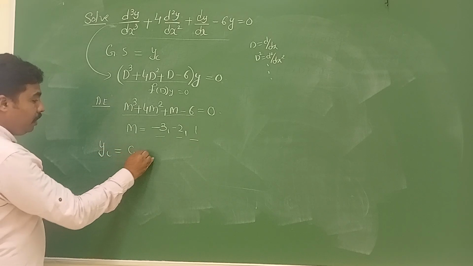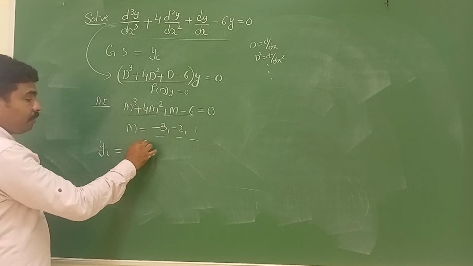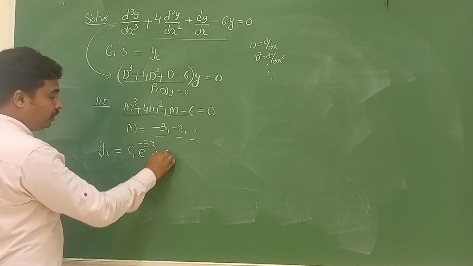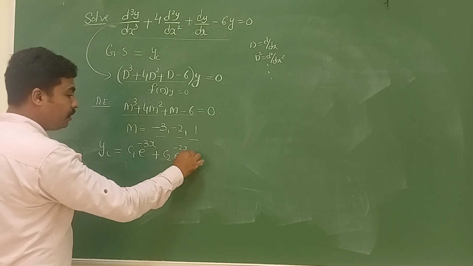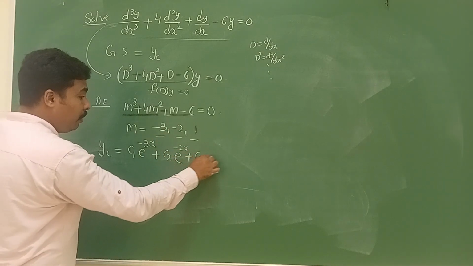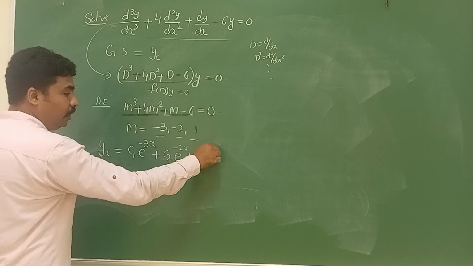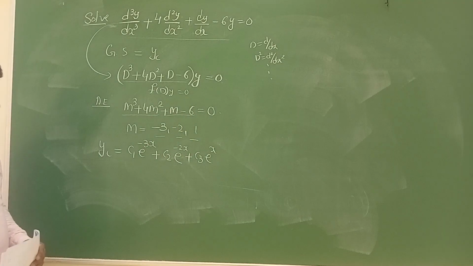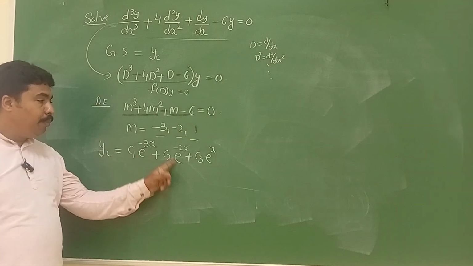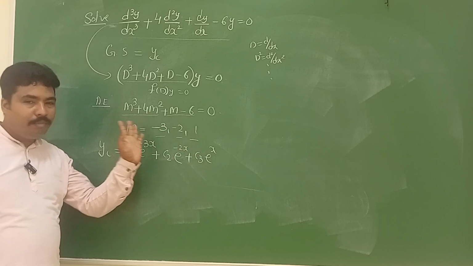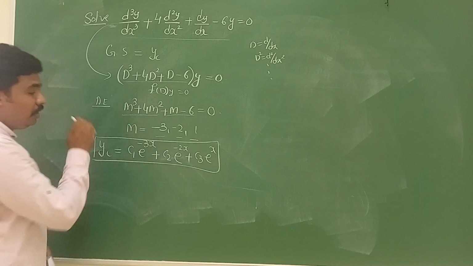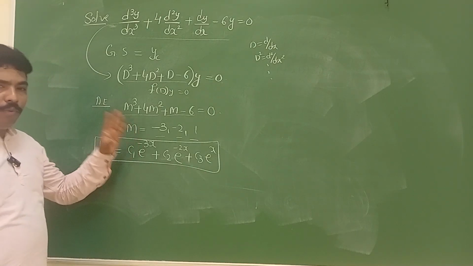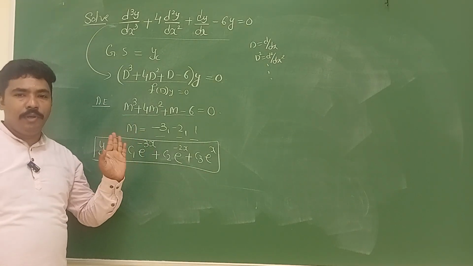That is c1 e power m1 x. m1 is minus 3 here, so minus 3x. c2 e power m2 x, m2 is minus 2, so minus 2x. Plus c3 e power m3 x, m3 is 1, so x. That's it: c1 e power m1x, plus c2 e power m2x, plus c3 e power m3x. This is the general solution of the given differential equation. It is very simple. The homogeneous solution is always very simple.